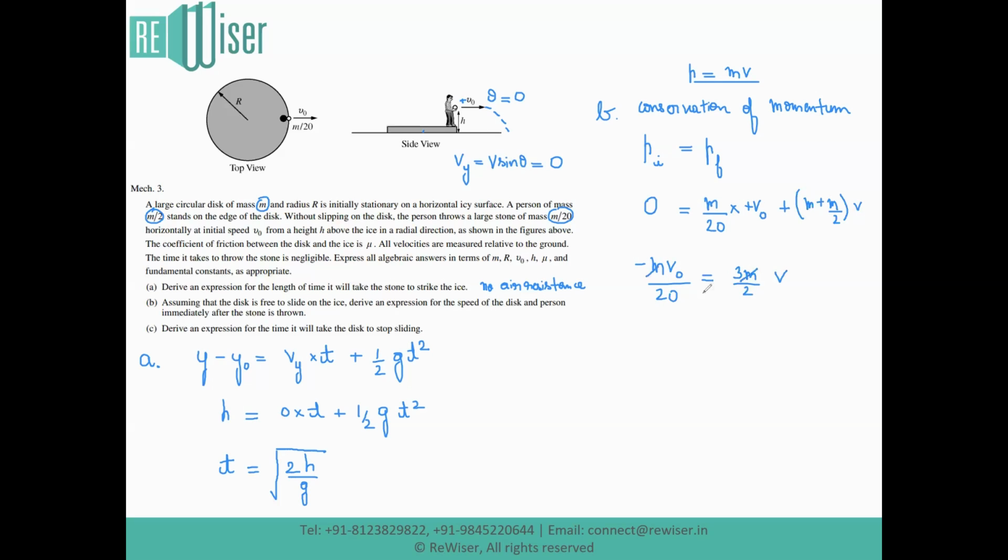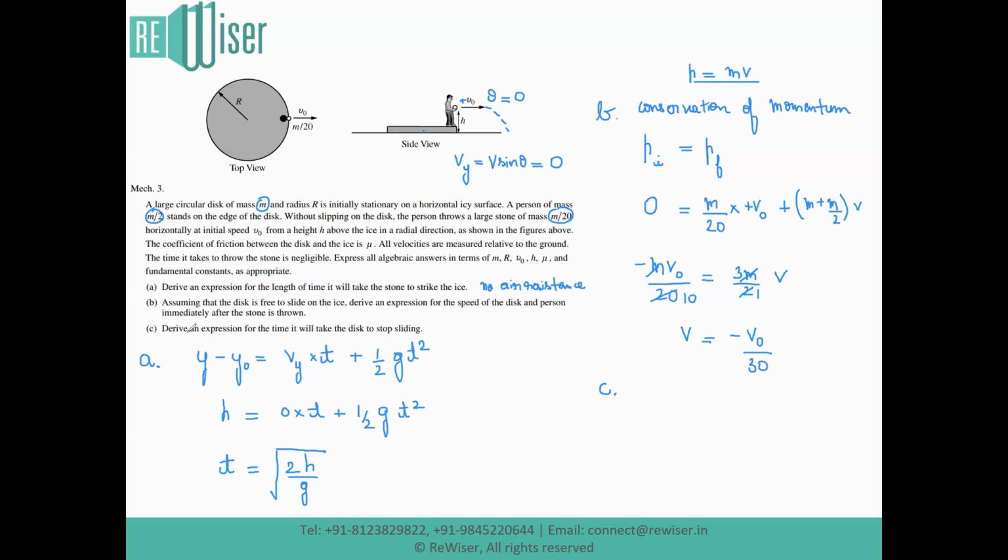Mass m gets cancelled. 2 simplifies the 20 on the other side. So this gives us the value of v as negative v naught divided by 30. This is the correct expression which gives us the velocity of the combined masses of the disk and the person after throwing the stone towards the right.